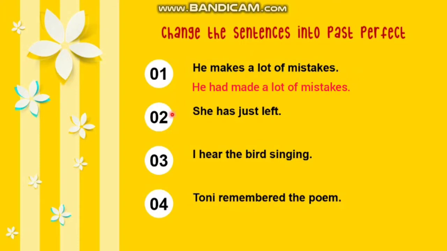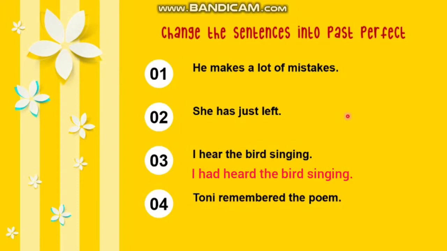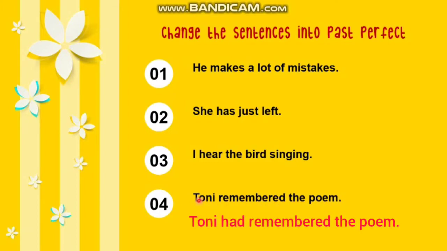Okay, and then number 2, she has just left. Oke, berarti she has ini kan udah dalam present perfect ya, kita hanya mengganti to be-nya saja menjadi she had just left. Number 3, I hear the bird singing. So I and then had and then heard and then the bird singing. Huruf 3 dari kata hear adalah heard. And then the last one is Tony remembered the poem. Tony had remembered the poem. Oke, yang penting harus ingat formula dari past perfect adalah had plus verb 3.